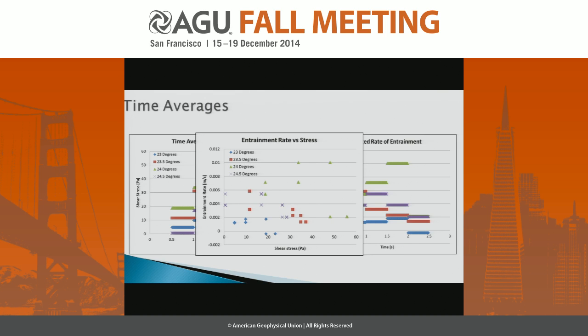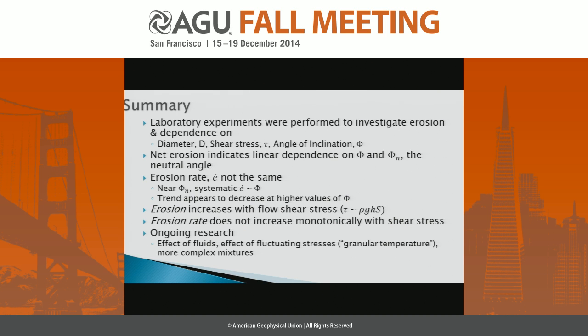So to summarize, we've done a series of laboratory experiments to investigate erosion and its dependence on the diameter of particles, on shear stress, and also how it varies with angle of inclination. Our net erosion results have indicated a linear dependence on the angle of inclination theta and the neutral angle theta sub n. However, our erosion rate, E dot, is not the same.